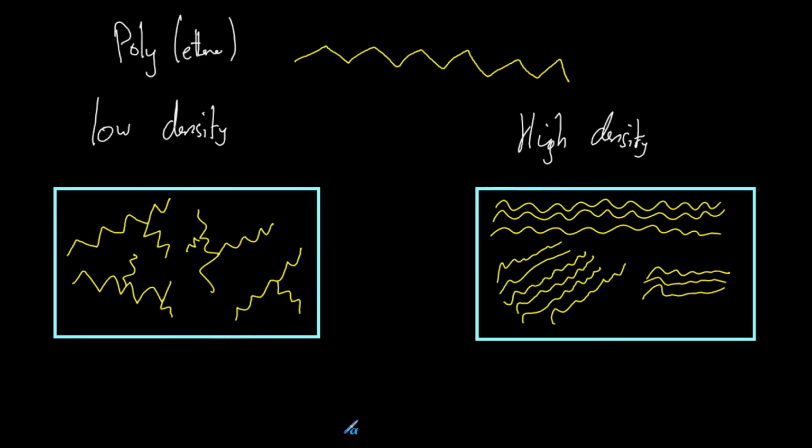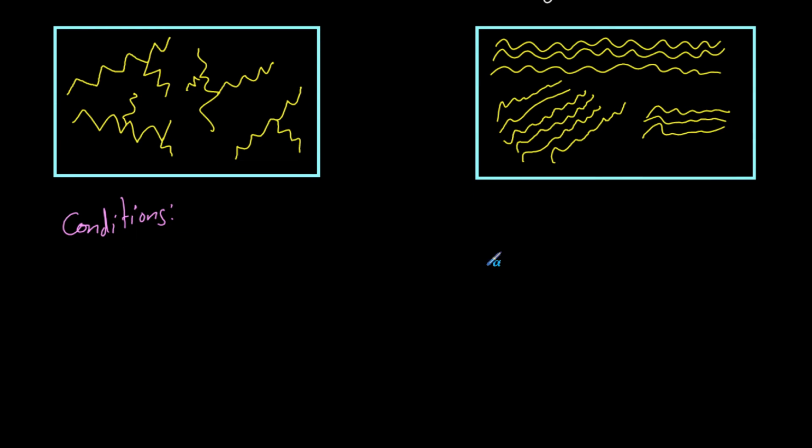Okay, and the reason we form these two separate types of polyethylene is basically the reaction conditions. So the conditions to form low density polyethylene are high pressure. So we put it under immensely high pressure.